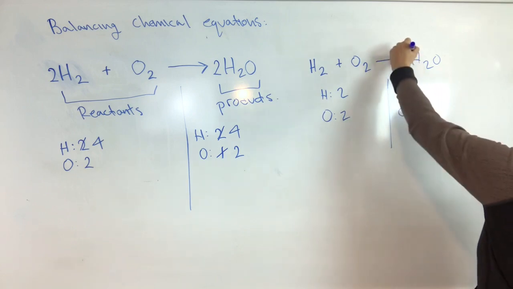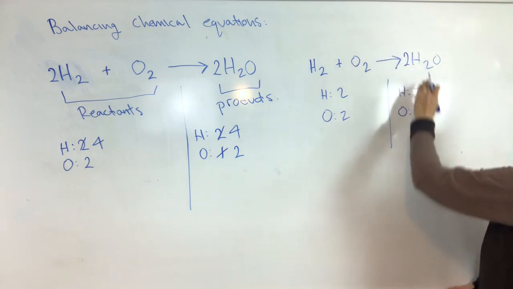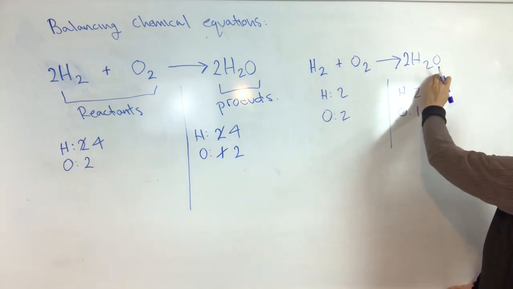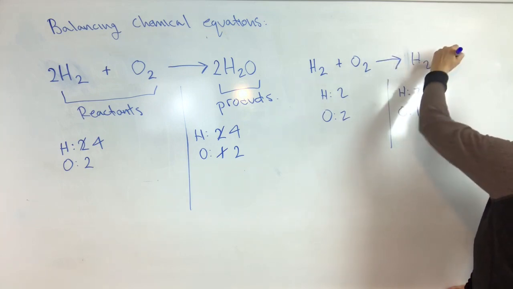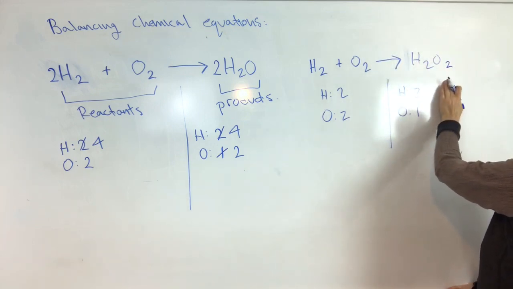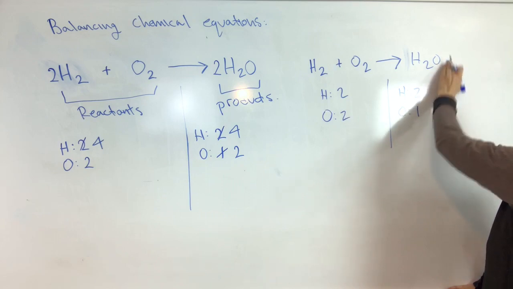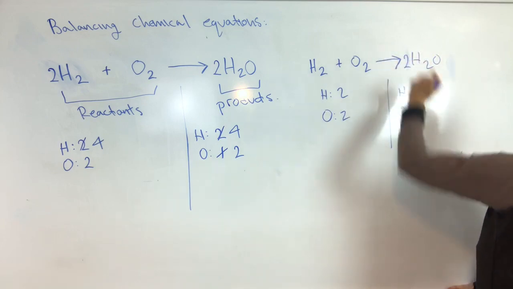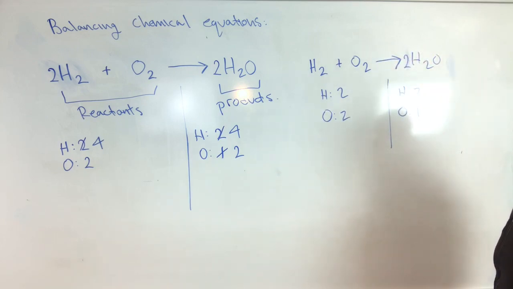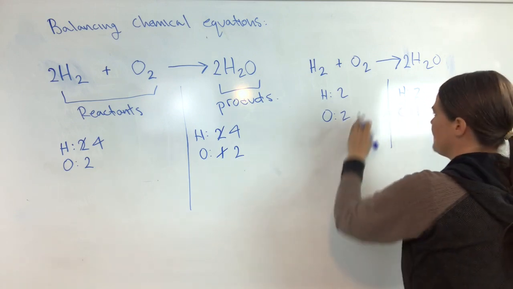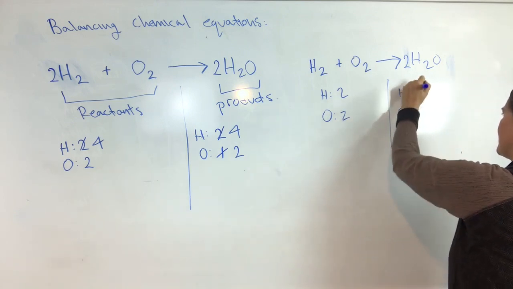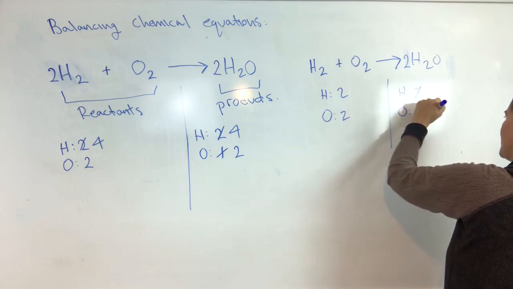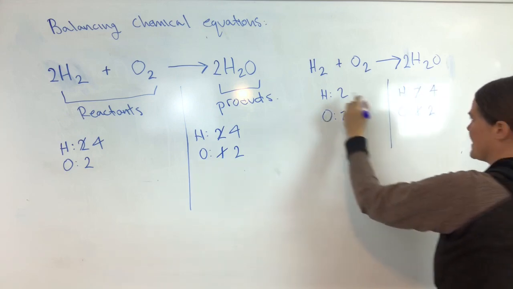So the reason why we put the 2 here is because this is saying that now we have 2 waters. If we put the 2 here, now we have 1 hydrogen peroxide. So we put the 2 here, that's showing that we have 2 waters. And the same thing coming over here. So after we put that 2 there, we had 2 oxygens and 4 hydrogens.